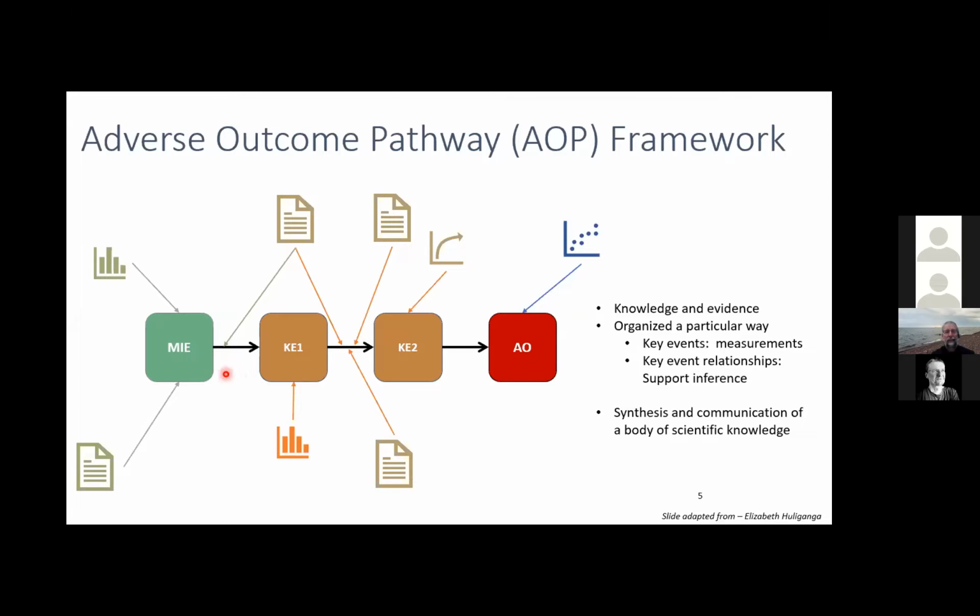Perhaps the more important part of the framework is actually these arrows that are represented here, which we call key event relationships. And this is really the scientific evidence and scientific understanding that allows us to draw inference along this pathway and to say, if we see an impact on this enzyme activity here, that's going to translate into reduced production of a particular hormone, for example. That hormone plays a critical role in a reproductive process. And so ultimately we might impair reproduction. And so these arrows basically lay out the scientific support and evidence for that.